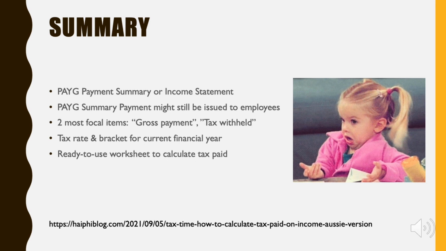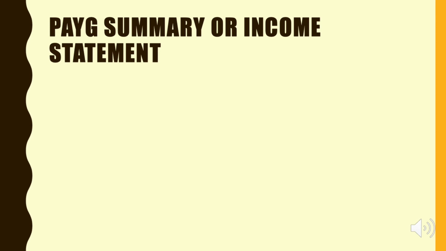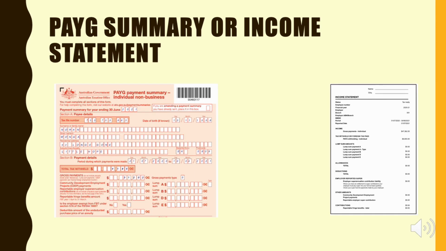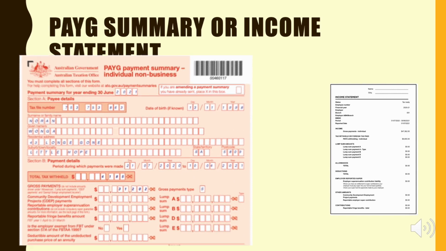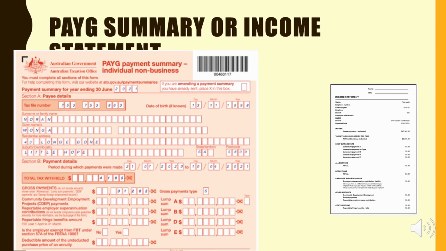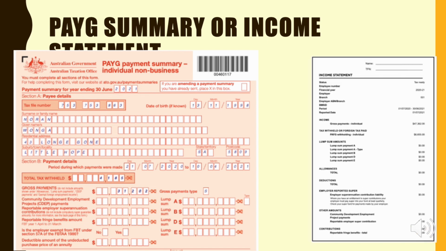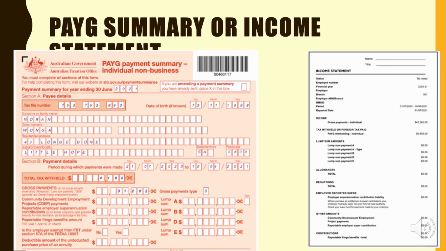All right, so we should look at the PAYG payment summary for a while to see what should have been reported on that piece of paper. A PAYG payment summary is nothing more than a piece of paper with your personal information and a few numbers on it. Personal information basically includes your name, your date of birth, and of course, your tax file number.